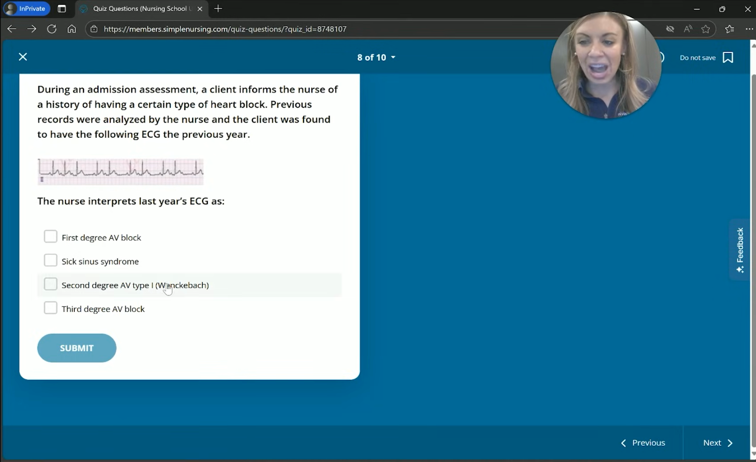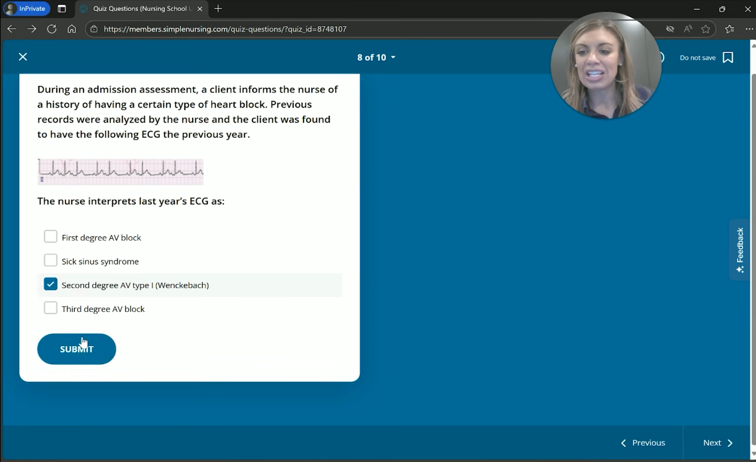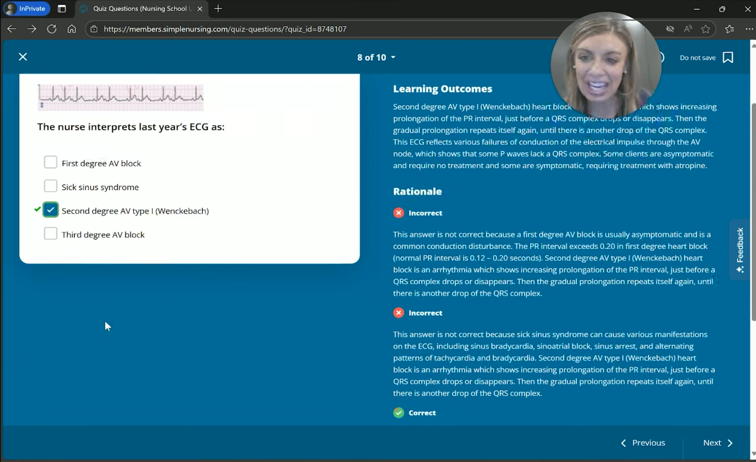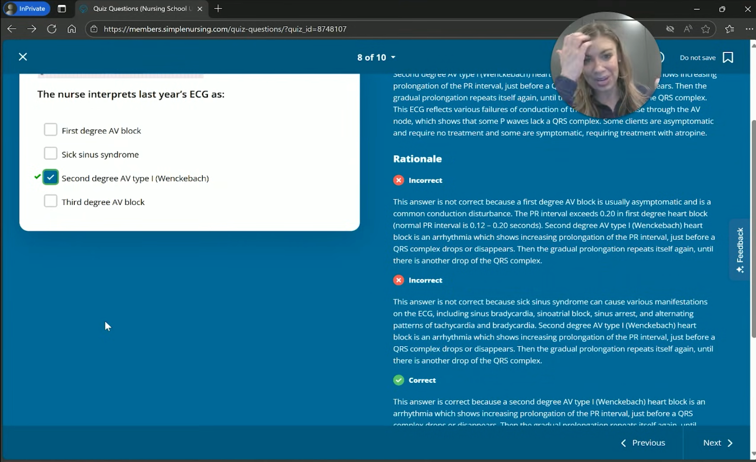And so for that one, I know it's not our third degree heart block, because that's the complete heart block. And that's where the atria are doing their own thing and the ventricles are doing their own thing. There does seem to be a relationship here. And so it's a little bit less than that, where it's not as bad as third degree. And it's going to be that second degree heart block.